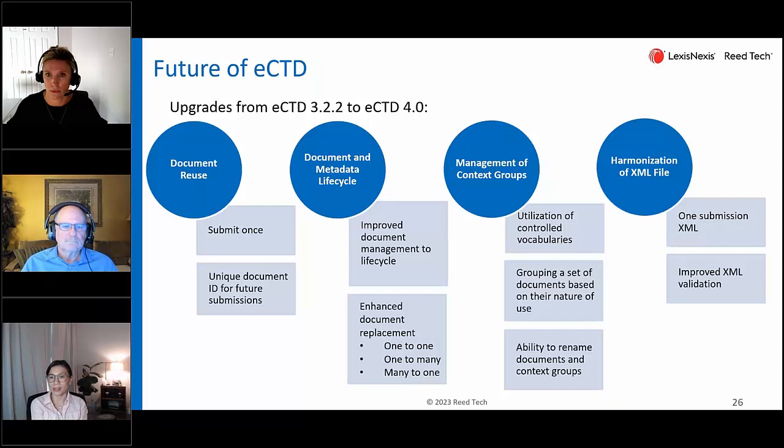And the reason why they adopted the unique document ID in 4.0 is that you only have to submit that document once. And you can refer to it if you have another drug application. Say I have my original drug application for this indication and I want to do another NDA that's going to reference a document that was in another NDA. I don't have to resubmit that document. All I have to do is just submit the document ID.